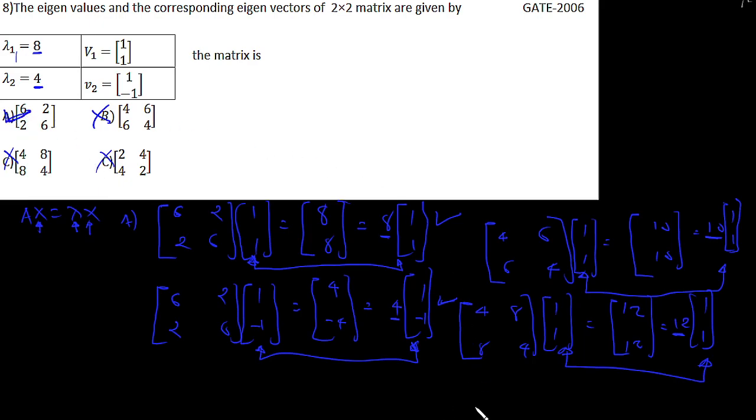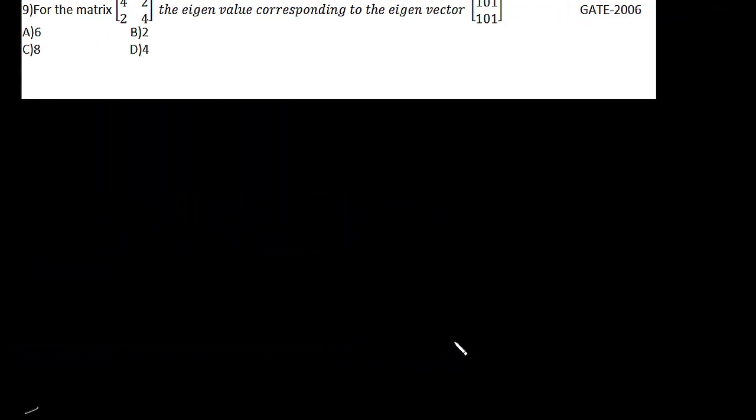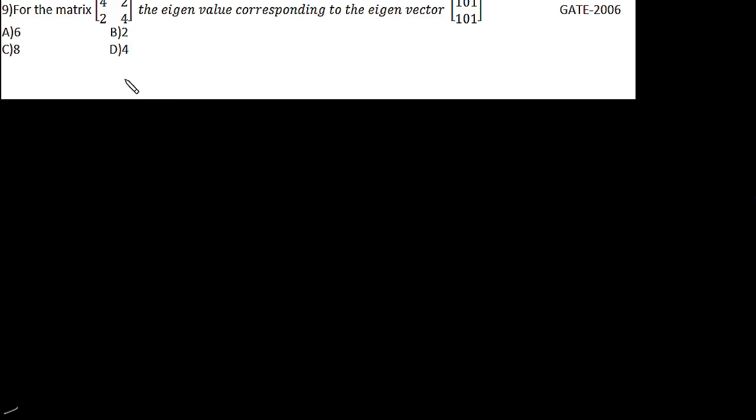So let's move to problem number 9. Problem 9 says that a 2 cross 2 matrix is given, and they are asking about the eigenvalue corresponding to the eigenvector. Same procedure, same concept. It is given that it is already an eigenvector, so let's multiply this matrix with the eigenvector. What do we get in the output after multiplication?